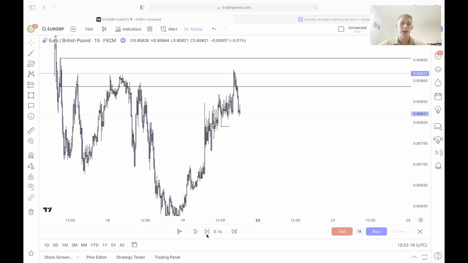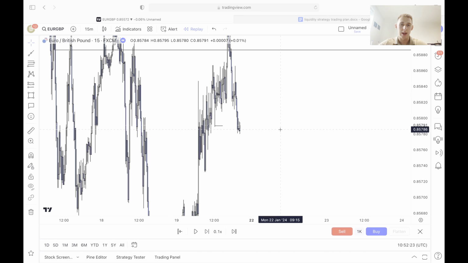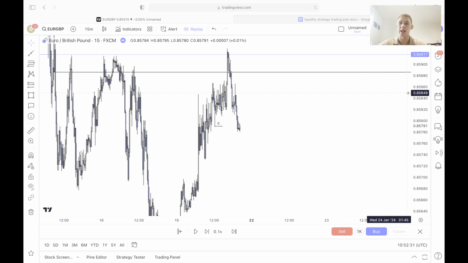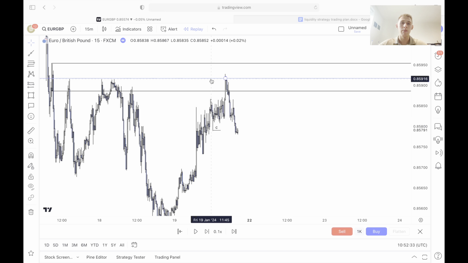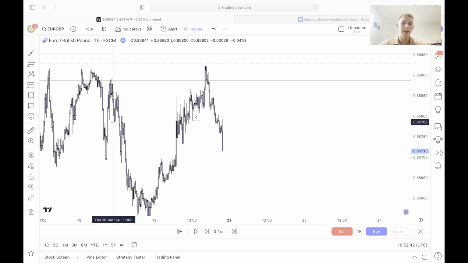So if we just play price and see if that happens, and there we go. You can see that price closed below this level, so we can mark that on as a change of character. This is what the C stands for. And basically, now that we've had the sweep of liquidity and price broke structure on the 15-minute, we can identify a potential area to get in the trade.